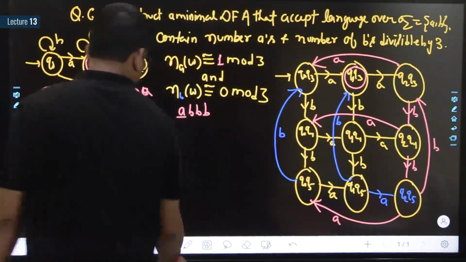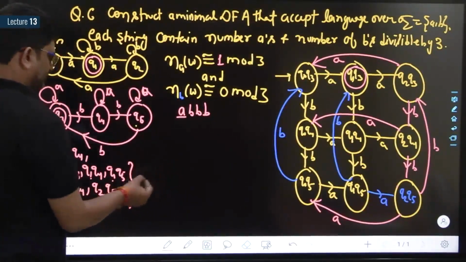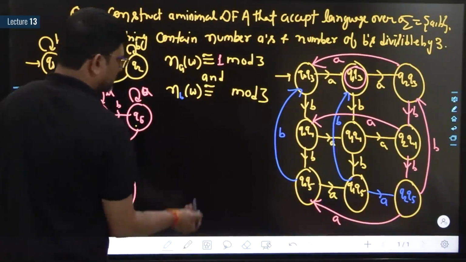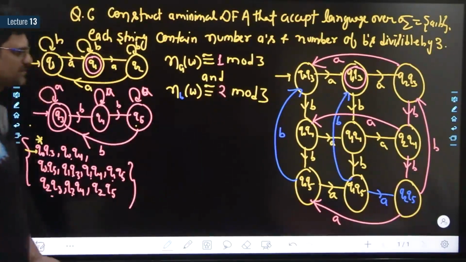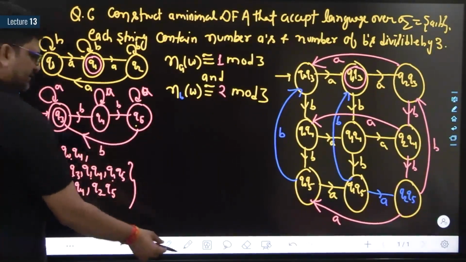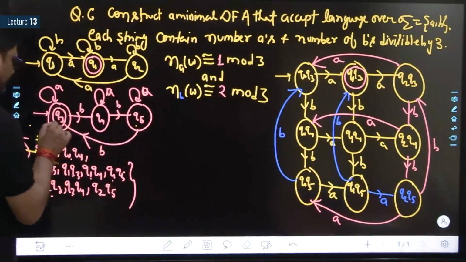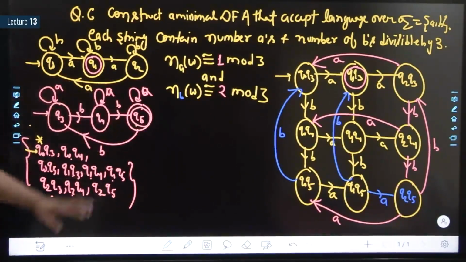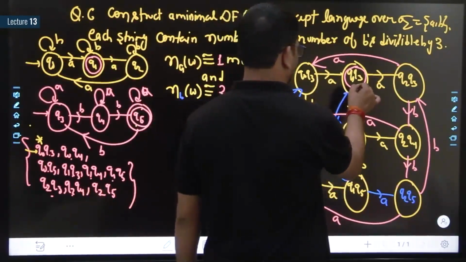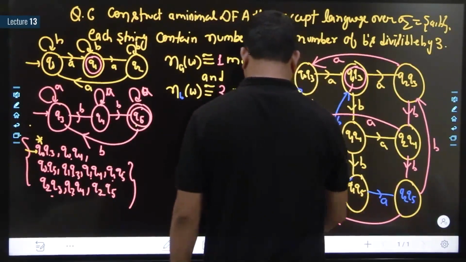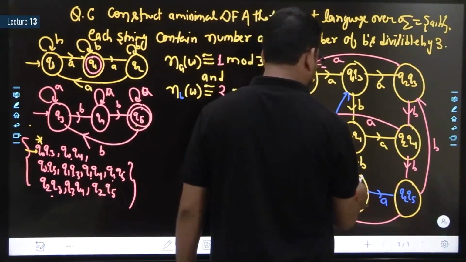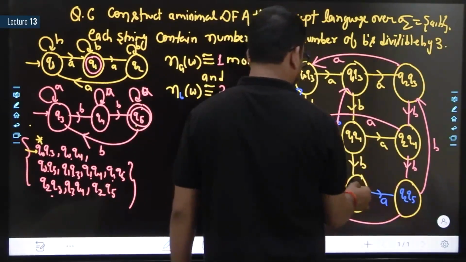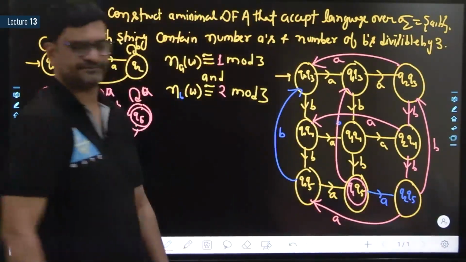Now, this question can be asked with many combinations. This can also be asked. It means this one is final. Q1 and Q5 are final. Q1 and Q5 is final. This can be final. Okay.